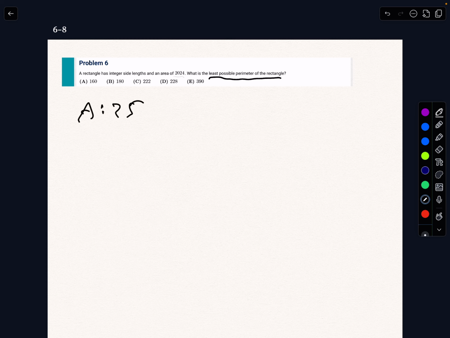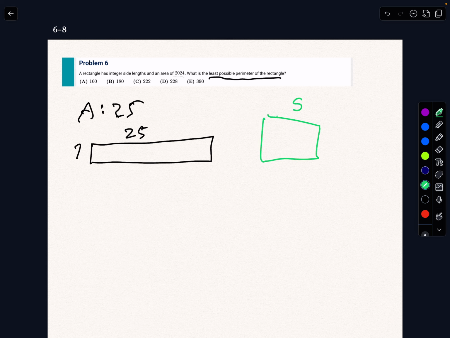A rectangle has integer side lengths and an area of 2024. What is the least possible perimeter of the rectangle? There are two ways to do this problem. Conceptually, for example, let's say I have a rectangle of area 25.